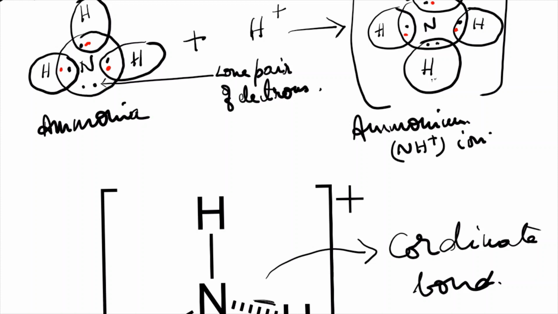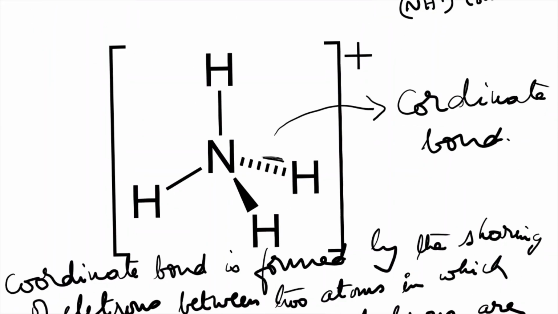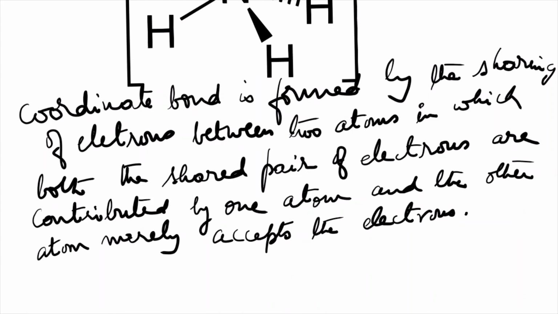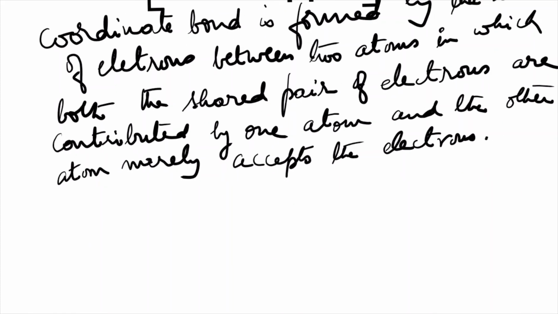The next important example is formation of hydronium ion. Out of these two, every year you get alternately either formation of ammonium ion or formation of hydronium ion. With the help of an electron dot diagram, or simply a diagram, explain the formation of ammonium ion or explain the formation of hydronium ion.